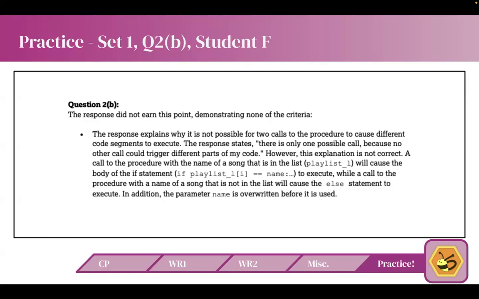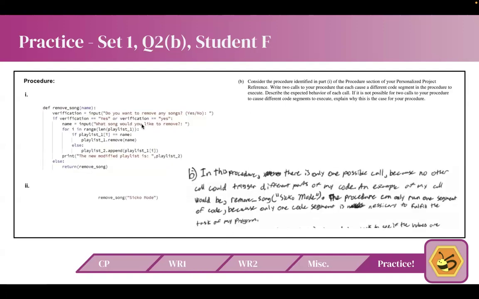If the procedure is called under different conditions and executes different segments of code depending on the condition, does that count? Yes, that does count. This is what the response should have said, right? For example, there are two different conditions here. The first is that it's in playlist one, and the second is that it's not. You should say, okay, the two different conditions are this and this. If you called it with this condition, then this one would be removed, and if you called it with the other condition, then it would be added to playlist two. So yes, does that answer Remedy?